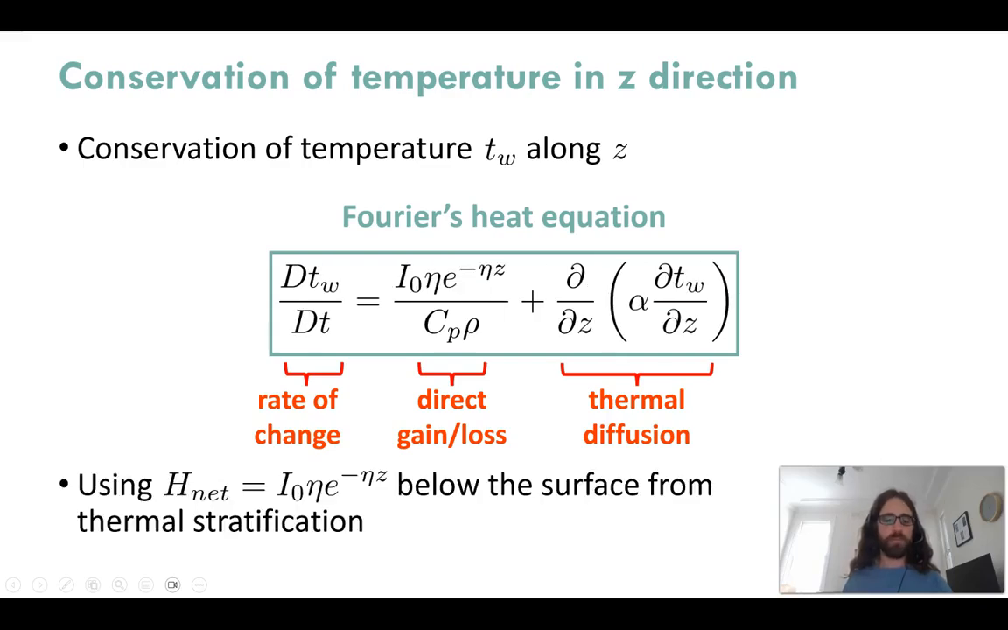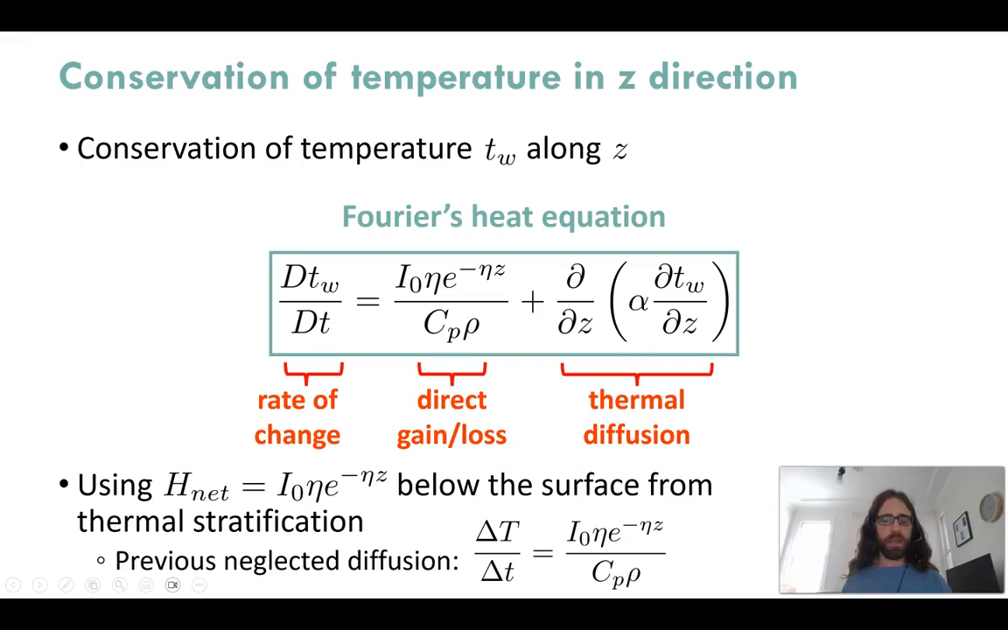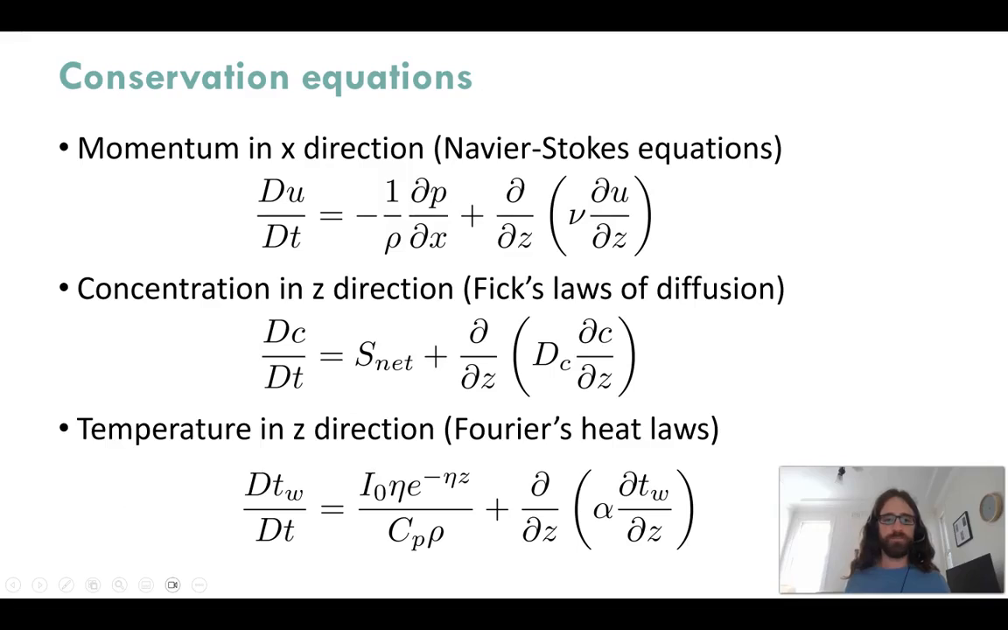We can replace this net heat exchange with a solar irradiance contribution that happens below the surface of lakes. And this comes from previous lecture material on thermal stratification. So this gives us a more direct connection with what we talked about previously within the unit. And one thing that I will note is that when we talked about this temperature change previously, it neglected the impact of diffusion due to the fact that diffusion tends to be much smaller than this direct gain or loss.